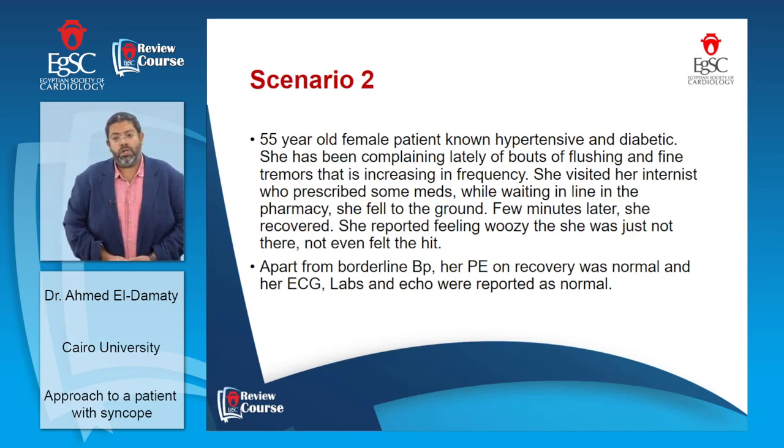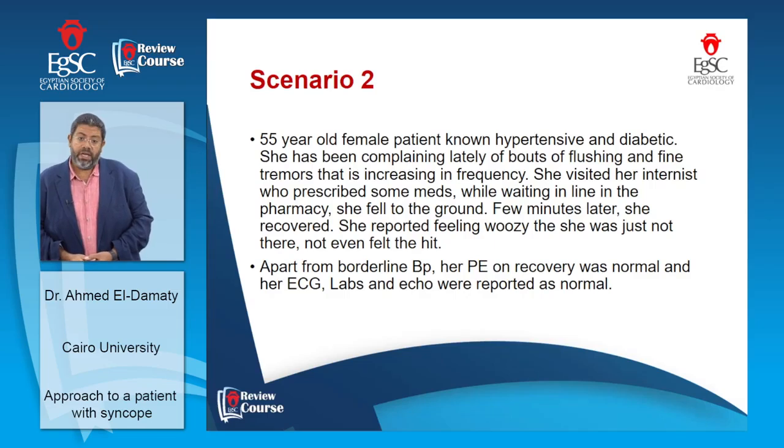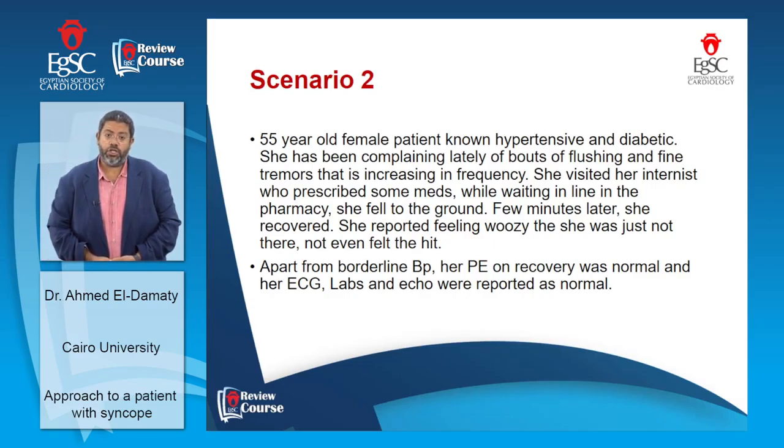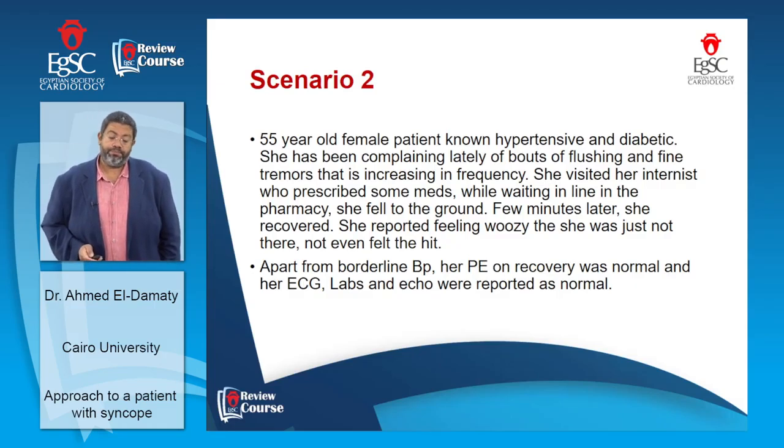This scenario is heading towards the possibility of orthostatic hypotension because it happened while this patient was standing. This patient has some predisposing factor, which is diabetes, that might carry the possibility of peripheral neuropathy, and she felt woozy before she passed out. The constellation of this finding, together with a triad of hypertension, bouts of flushing, and fine tremors, points to the possible diagnosis of pheochromocytoma, which can sometimes present with orthostatic hypotension and passing out spells.